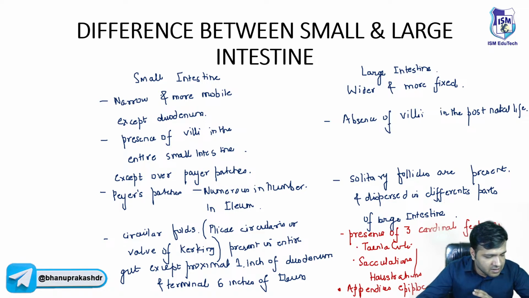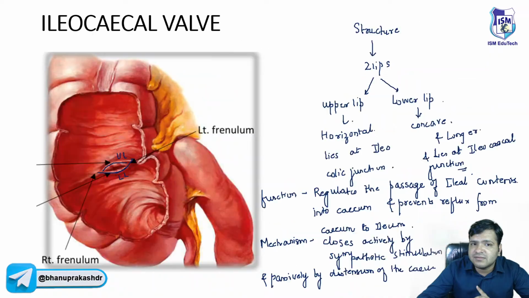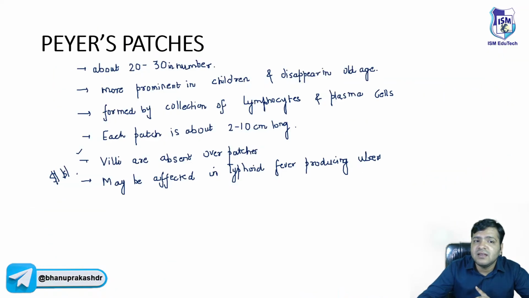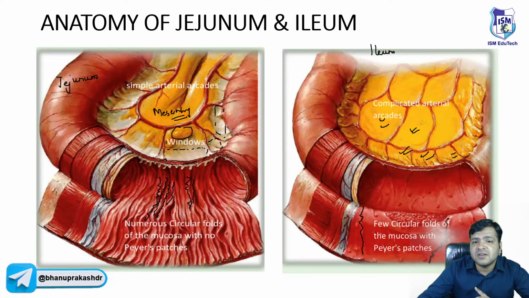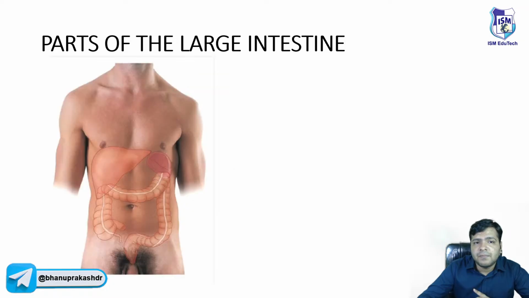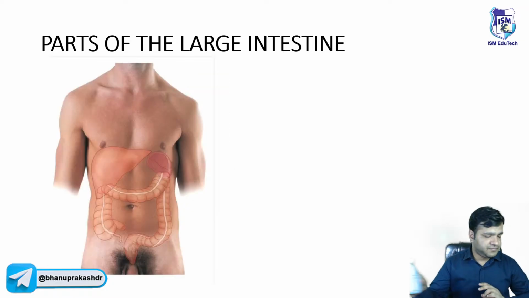Before that, I want everyone to answer if it is clear to each and everyone: the difference between the small and the large intestine, the ileocecal valve, the mesentery of the small intestine, the Peyer's patches, and the anatomy of the jejunum and the ileum. So now coming on to the parts of the intestine.